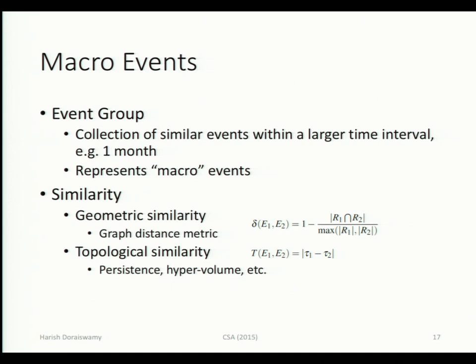The way we group them is we use two kinds of similarity. One is a geometric similarity. So we want all events to have a similar shape. Since the domain is a graph and an event is a subgraph, we use the graph distance metric. We also don't just want the same shape, but we also want the topological importance or the significance to be the same. So we look at the difference between the two importance measures to give us a topological similarity. So we say two events are similar if the graph distance metric and the topological similarity are within a very small threshold.